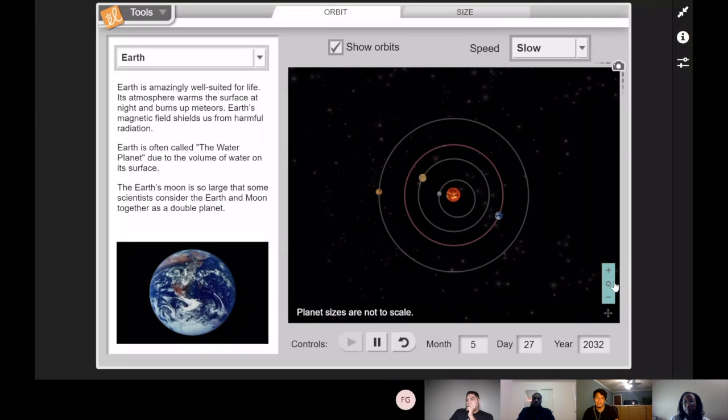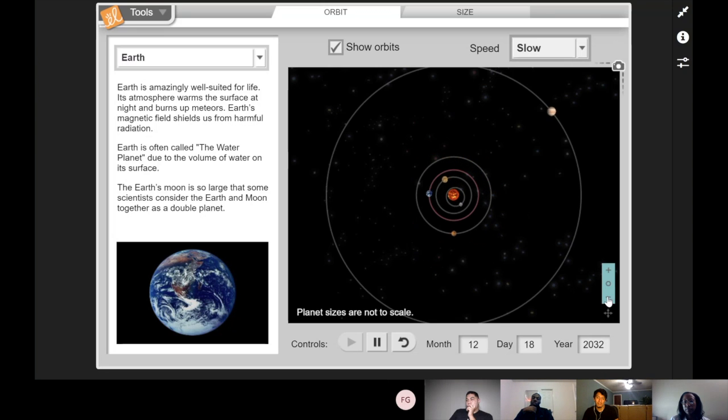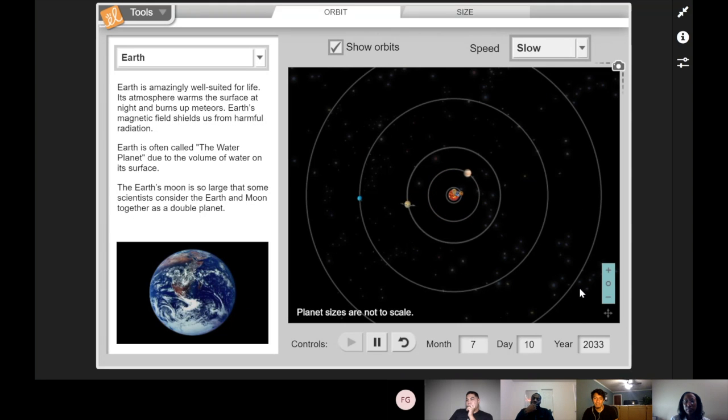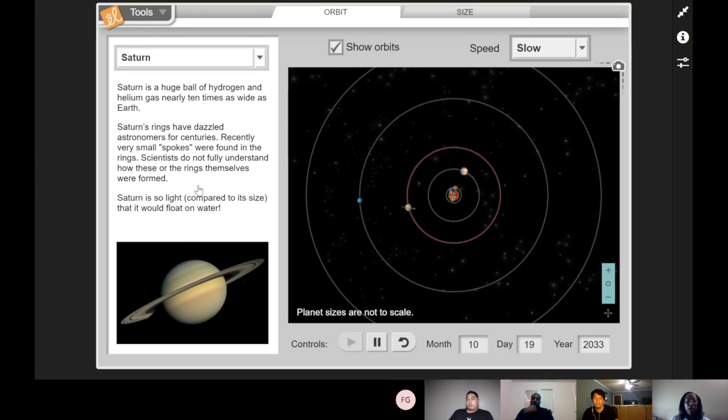Now let's zoom so we can see our other planets. We're going to zoom out and we get to see Jupiter, how far away it is. We zoom out again. There's Saturn. So then we go over to this gizmo, and again, people are learning by clicking and being interactive. And we have Saturn, which is the other student's favorite planet, and it's a huge ball of hydrogen.